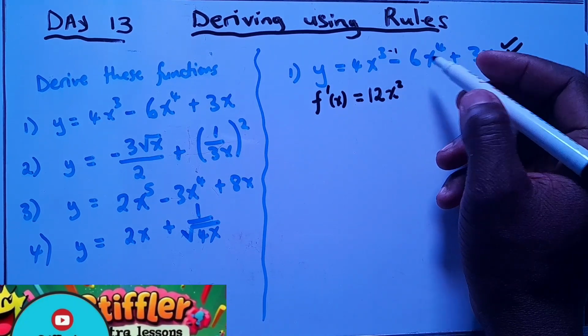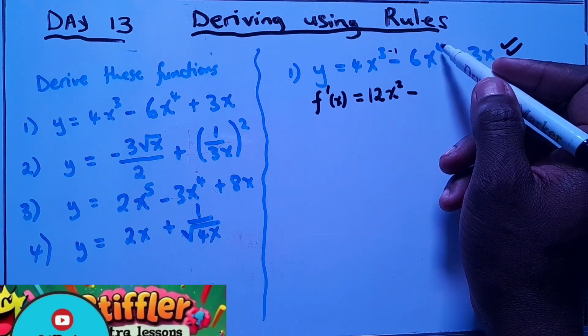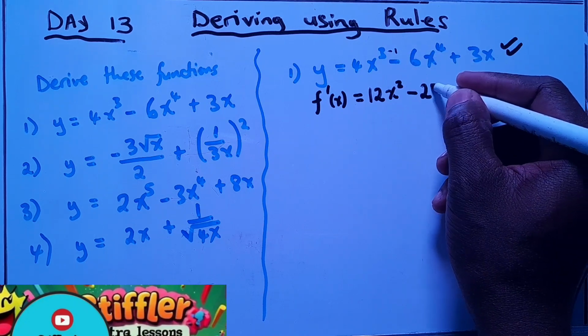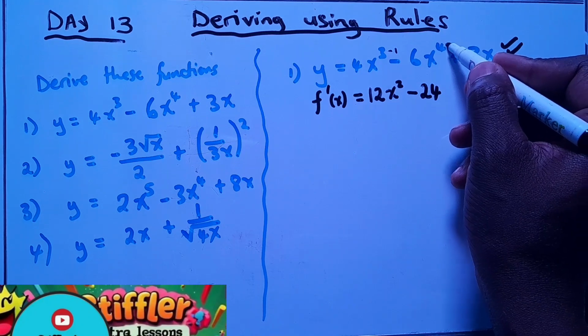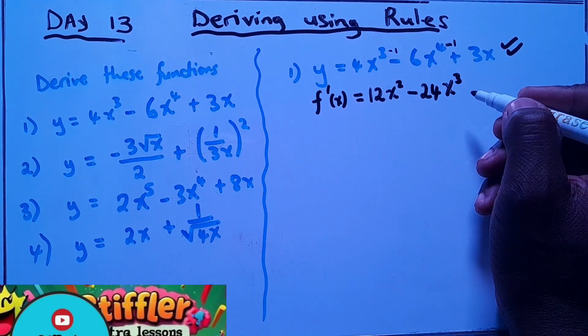Then we go to the second term, where we apply the same thing again. The exponent is 4, so 4 multiplied by negative 6 gives us negative 24. Then on the exponent we subtract 1, so this will be x to the power of 3.